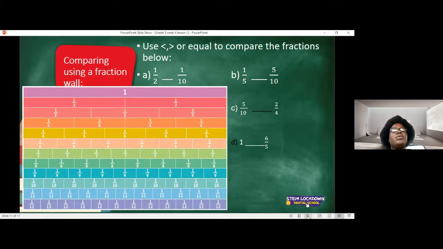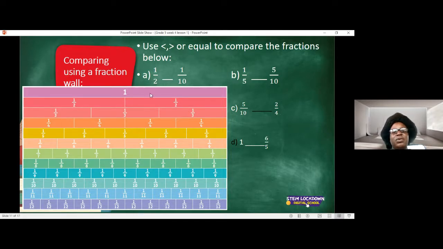And now we come to comparing using a fraction wall. This is also part of your homework. I know there are people who will go and view this on YouTube. You can do it at home and then ask your parents to mark it for you. I already explained how the fraction wall works, but maybe for those who watch this and did not hear how it works.